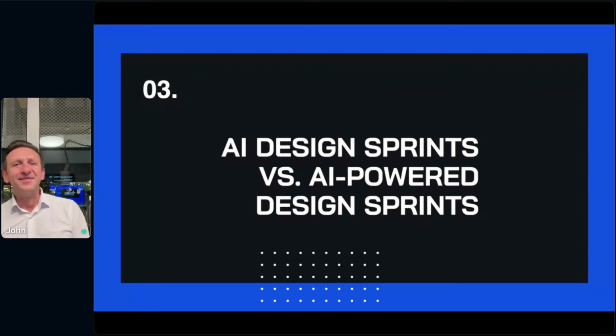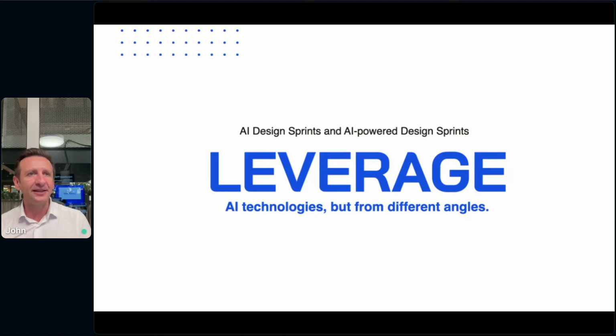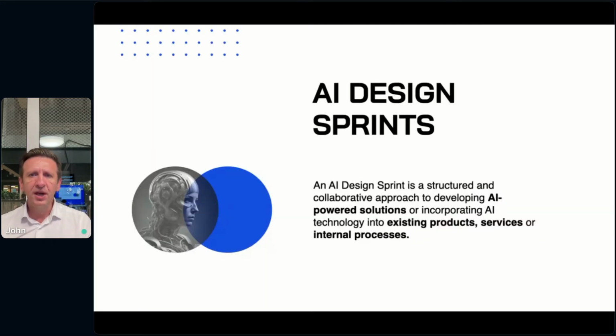Right. So AI design sprints versus AI-powered design sprints. What's the difference? They both leverage AI technologies, but from different angles. And I'm going to start with AI design sprints, which is essentially a design sprint that you're using to come up with AI-powered solutions. So say you want to create a new AI product, or you're trying to incorporate AI into your existing product, services, or even process, right? So that's what we refer to as AI design sprints.